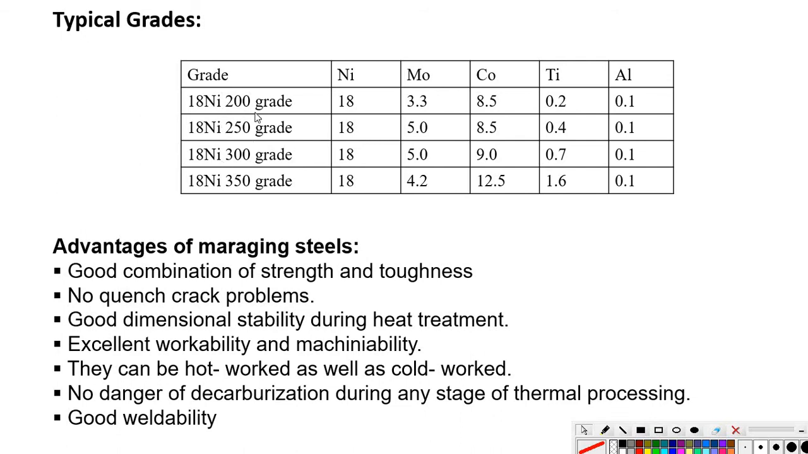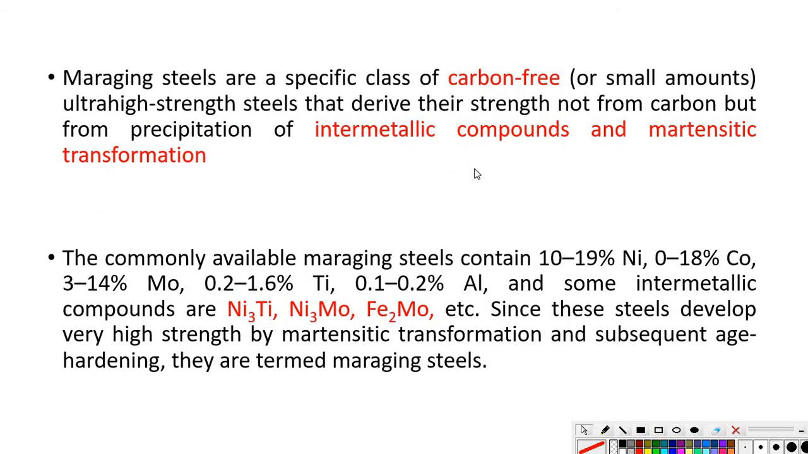These are the different grades of maraging steel: 200 grade, 250 grade, 300, 350. Commonly we use 18% nickel for making maraging steel, and see the percentage of molybdenum, cobalt, titanium, and aluminum. These are the main alloy elements used, but nickel is very essential. It is nickel based maraging steel. These are the intermetallic compounds precipitated during the aging time, and they prevent the movement of dislocations. Thereby, strength and hardness can be improved in maraging steel.